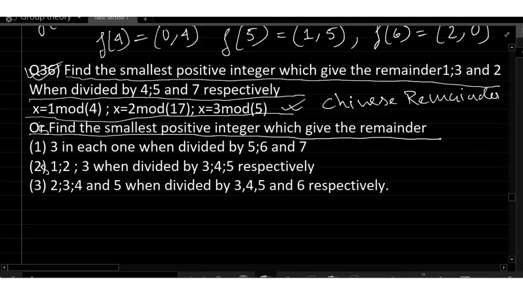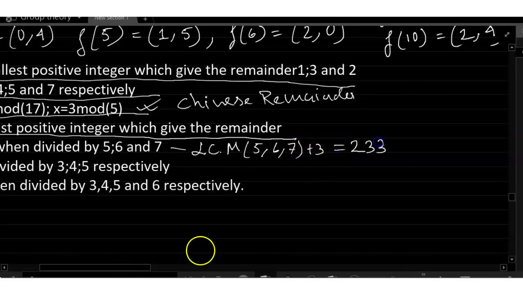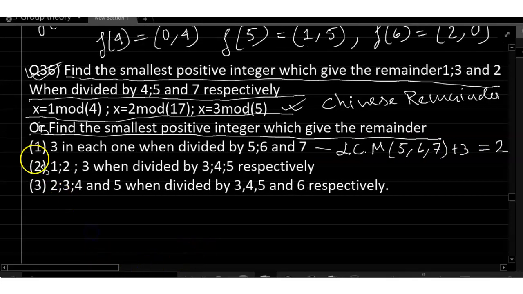So when 5, 6 and 7, then it is the LCM of 5, 6, 7 plus remainder 3, 213. Number 2: remainders 1, 2, 3 when divided by 3, 4, 5 respectively.